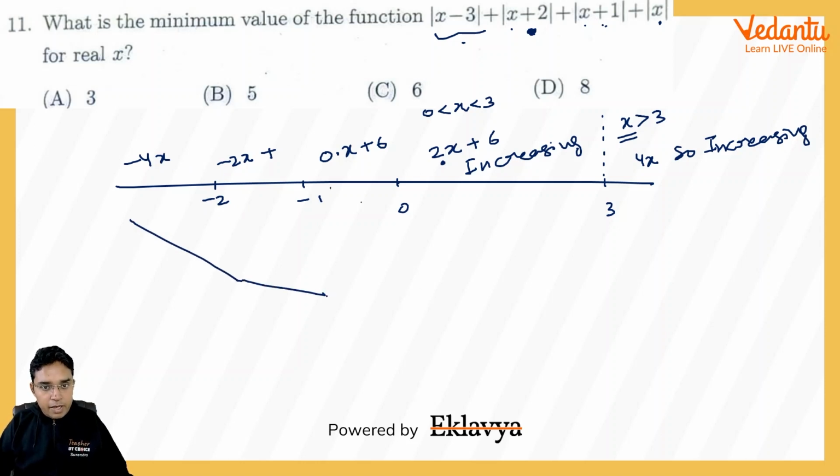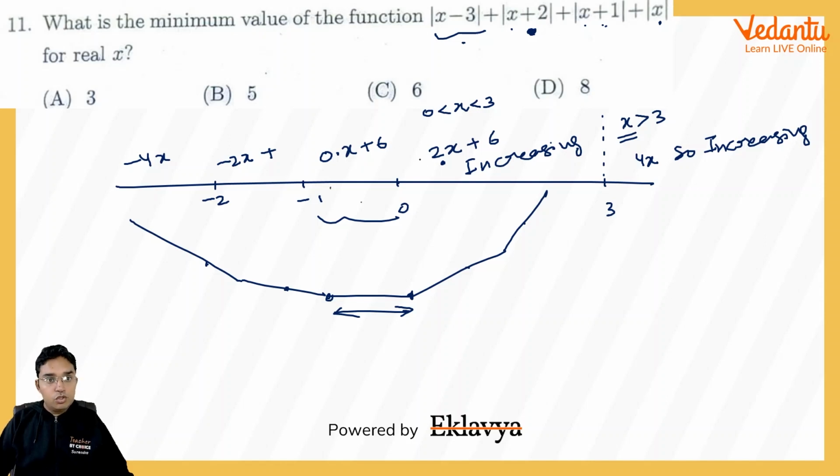Between -1 and 0 it will be constant, and then it will be increasing, then again increasing. So between -1 to 0 this will remain constant, and it will have the value that is minimum as compared to the values in other parts of this graph. So these values between -1 to 0, as you can see from this expression also, are independent of x, so the minimum value of this function will be 6.